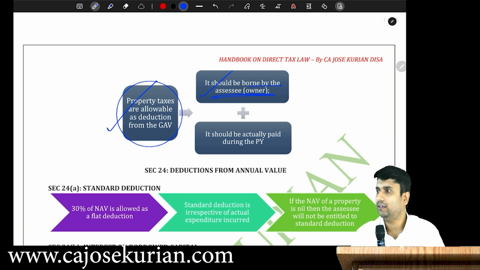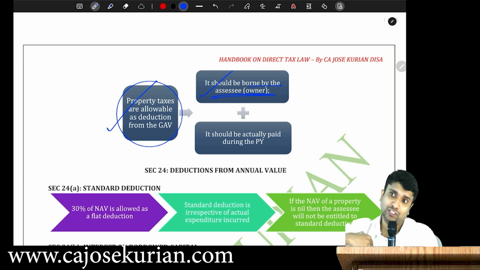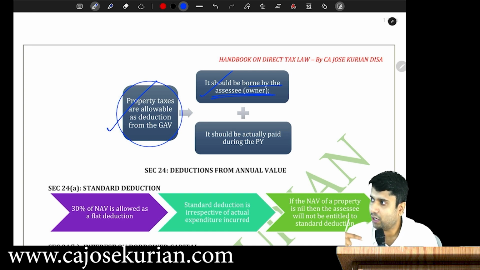What do you mean by that? Say my tenant is paying the municipal taxes. Can the building owner claim it as a deduction? Not possible. If the tenant is paying, then it is not a deduction for you. You have to bear the municipal taxes from your pocket. Then only you can claim it as a deduction.